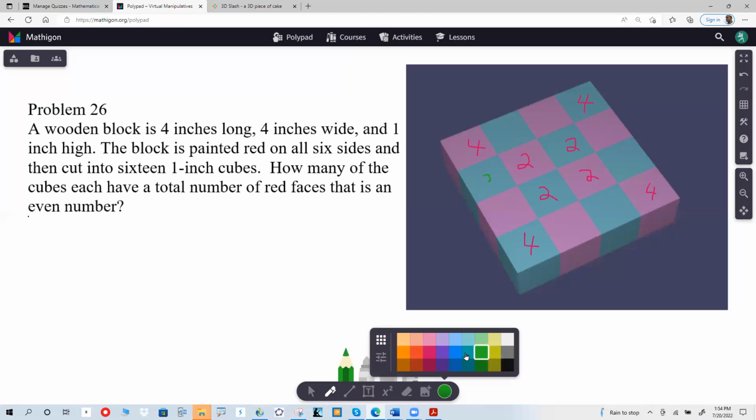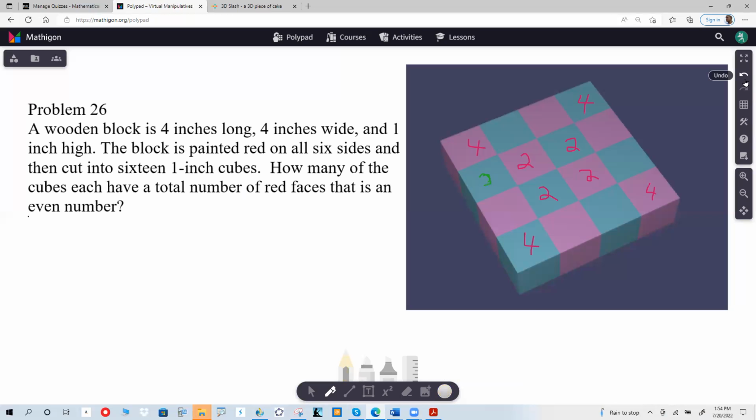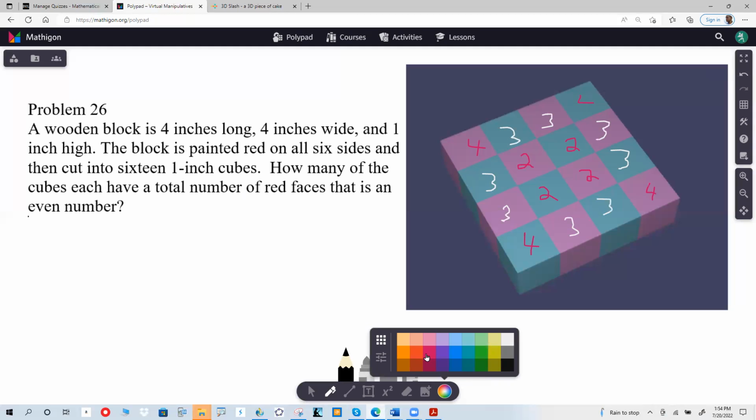The remaining corner cubes each have 3. I see how this is. Okay, that makes sense. It's not as bad as you think if you follow the question.